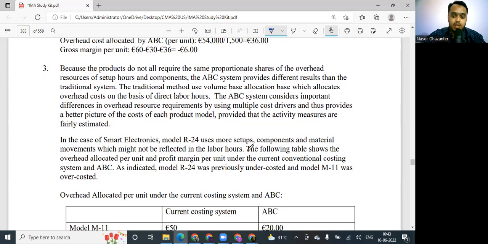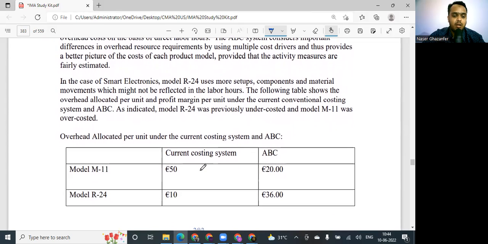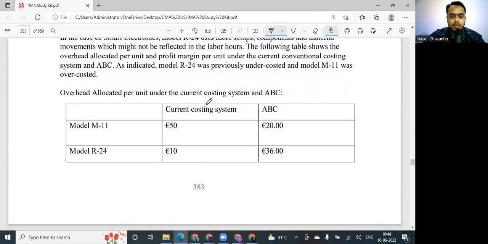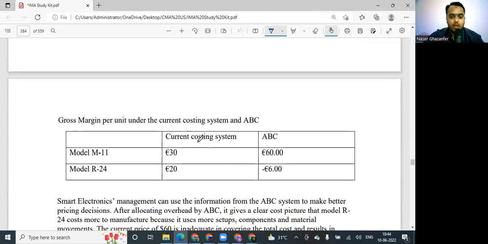previous costing system. The following table shows the overhead allocated per unit and profit margin under the current conventional system and the ABC, as indicated for M11 and R24. So he is just putting down the numbers here. Like M11, current costing system, your overhead is 50 here, it is 20 here. Here your overhead is 10, here your overhead is 36. Then gross margin: here it is 30, here it is 60, here it is 20, here it is -6.